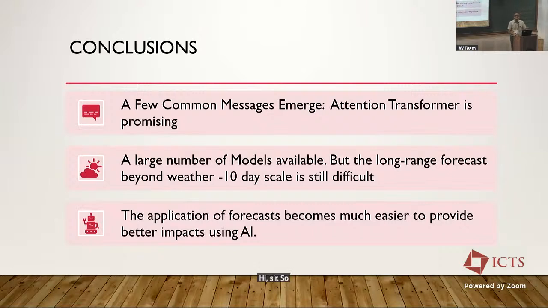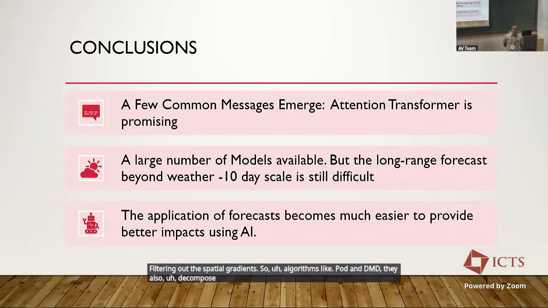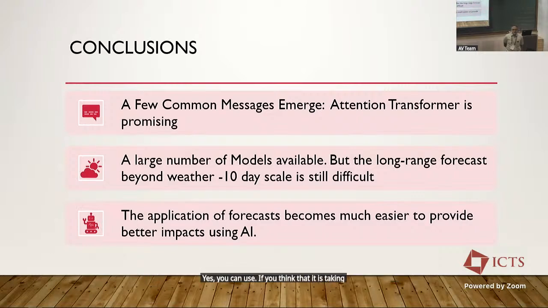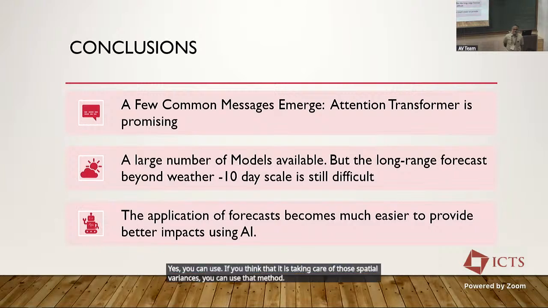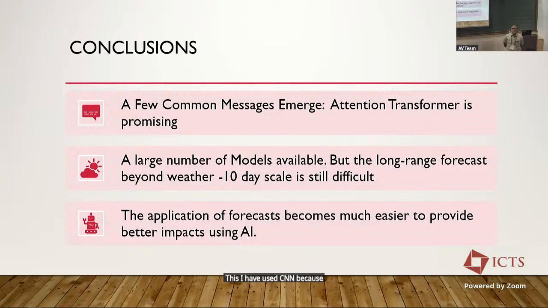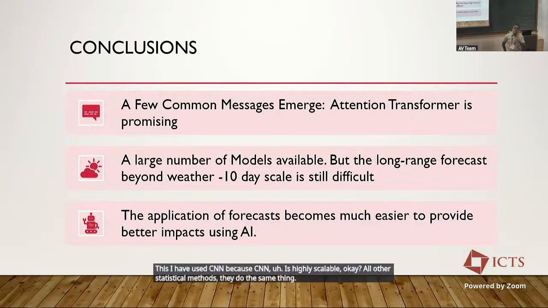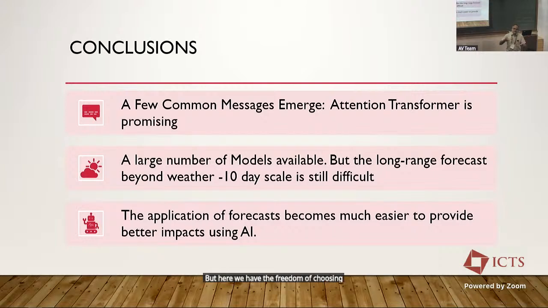Hi, sir. For ENSO predictability, you were telling about filtering out the spatial gradients. Algorithms like POD and DMD also decompose spatial and temporal parts. So can't we use that instead of CNN? Yes, you can use it, if you think it is taking care of those spatial variances. I have used CNN because CNN is highly scalable. All other statistical methods do the same thing, but here we have the freedom of choosing huge data. You can add multiple channels, like a lot of vertical levels, easily without thinking about it. But yes, you can do it. I have seen papers doing those things. Thank you, sir.